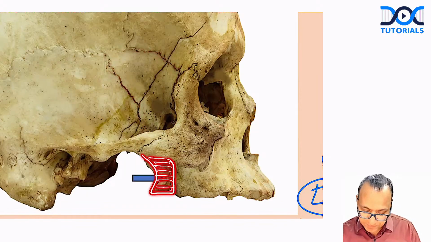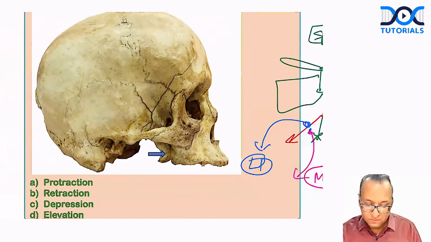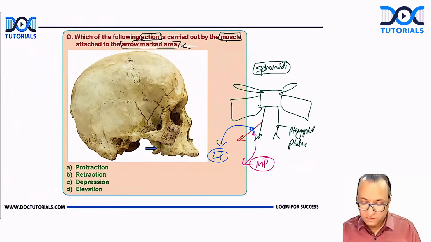And that is the pterygoid plate. If you are looking laterally, it will be the lateral pterygoid, and if you look medially, then it will be the medial pterygoid. Basically, the question is on the lateral pterygoid. But even if you have identified that fact, you still may not get the answer.